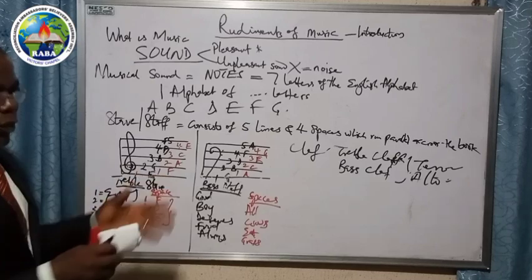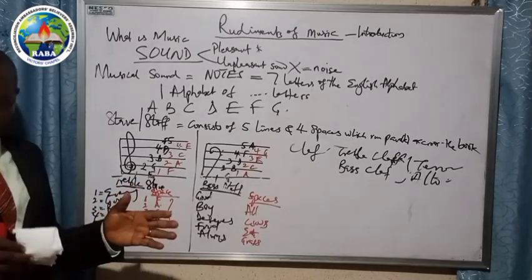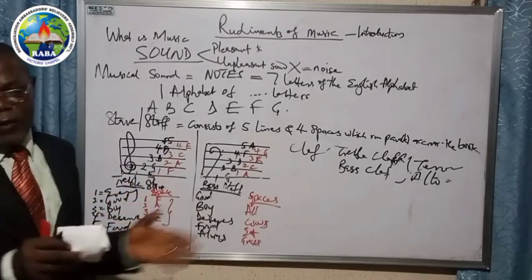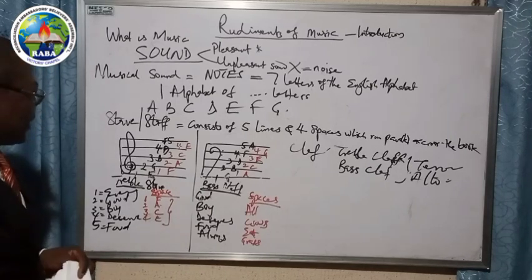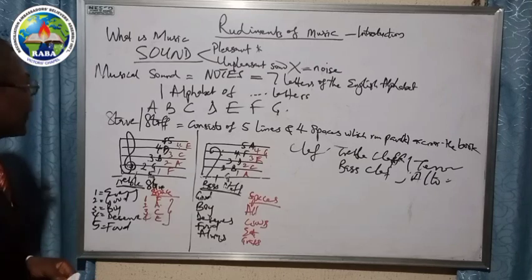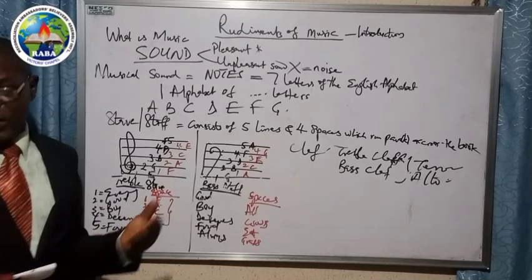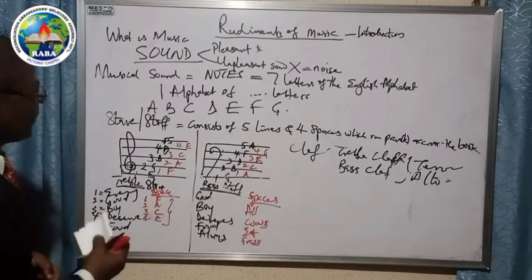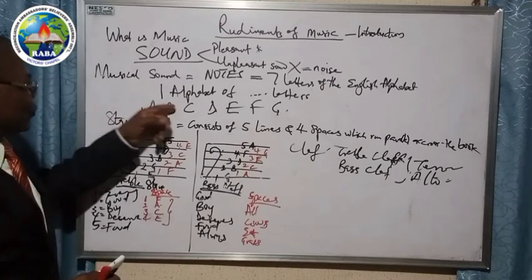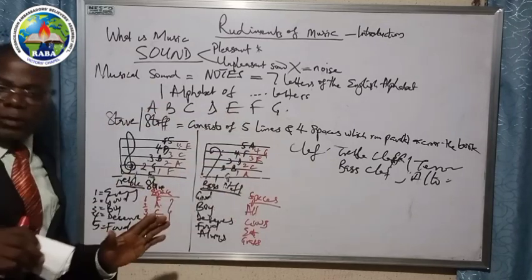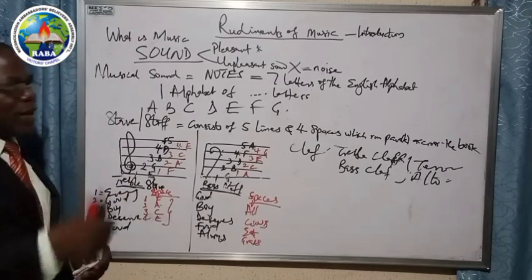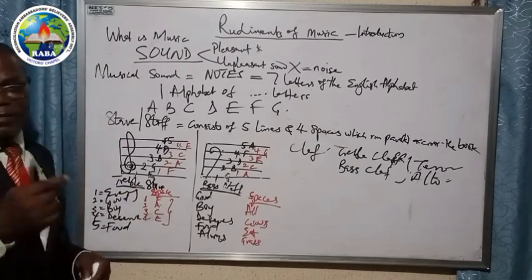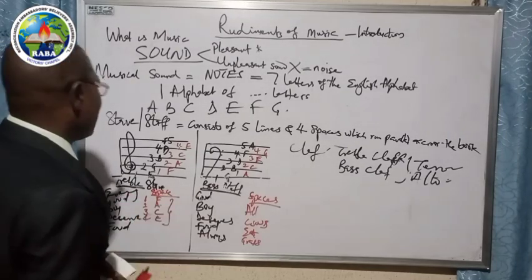I will let you know the two ways of referring to notes in a future lesson, not today, anyway. The first 7 letters of the English alphabet are A, B, C, D, E, F, G. 1, 2, 3, 4, 5, 6, 7, no more. You can be recycling them. A, B, C, D, E, F, G, A, B, C, D, E, F, G, A. You can continue recycling it like that.